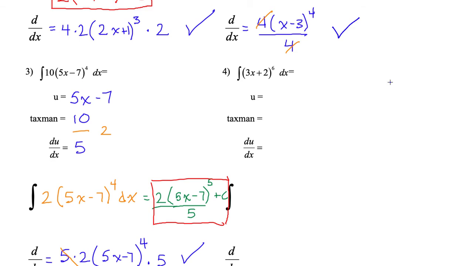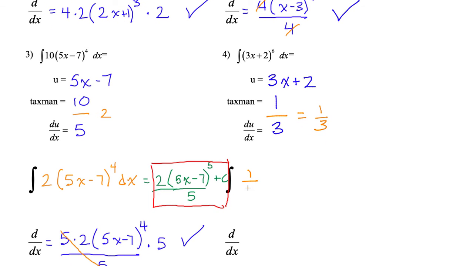Moving on to number 4. All right, so again, finding u. The inner thing is going to be 3x plus 2. And I do Taxman, again, it's hidden, so it's 1. The derivative of 3x plus 2 is 3. So I'm going to pay Taxman 1/3. Let's go ahead and pay Taxman now. Taxman has been paid 1/3.